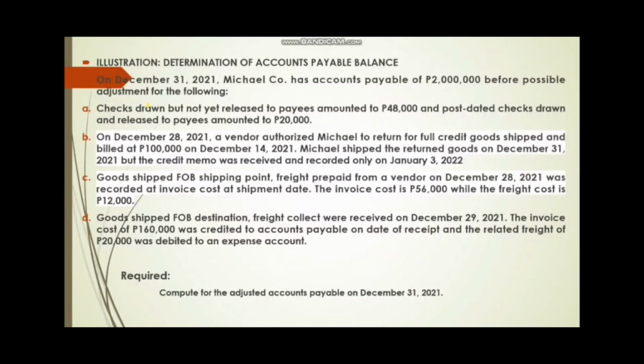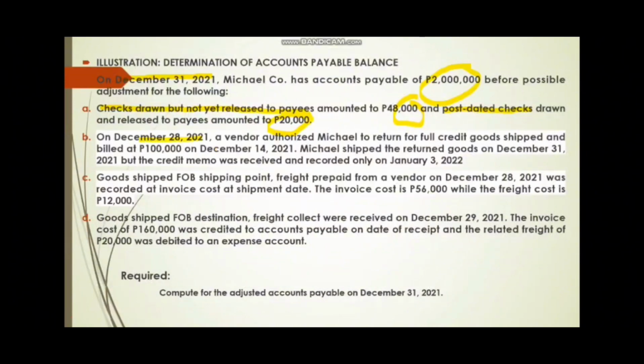Illustration: Determination of accounts payable balance. On December 31, 2021, Michael Ko has accounts payable of 2 million before possible adjustment for the following. Checks drawn but not yet released to payees amounted to 48,000, and the post-dated checks drawn and released to payees amounted to 20,000. So in letter A, we have unreleased checks and post-dated checks, which is 48,000 and 20,000 respectively.